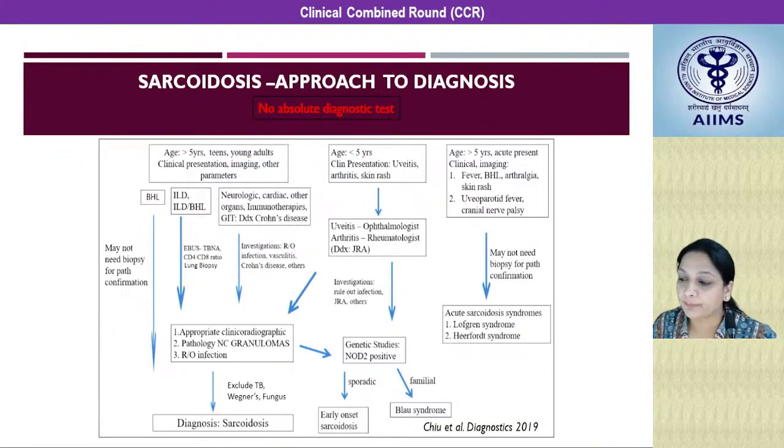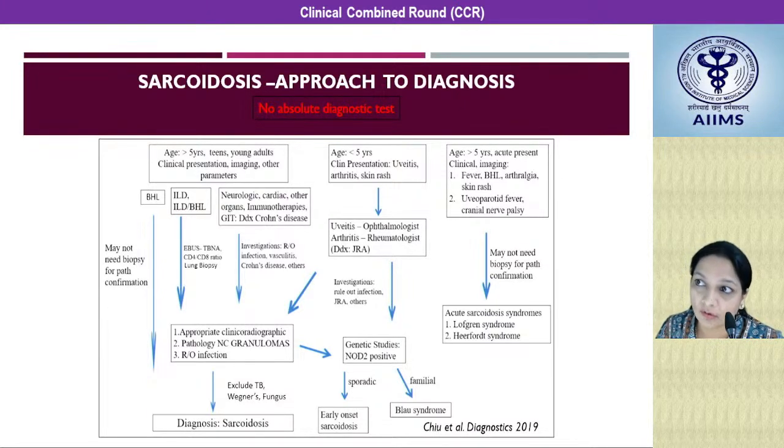So what is the approach to diagnosis? There is no absolute diagnostic test for sarcoidosis. In children over 5 years of age, teens and young adults, clinical presentation, imaging findings and laboratory parameters like hypercalcemia, hypercalciuria, increased urine calcium creatinine ratio, and increased angiotensin converting enzyme can all point towards the diagnosis. If there is typical bilateral hilar lymphadenopathy along with clinical features, then biopsy may not be needed.